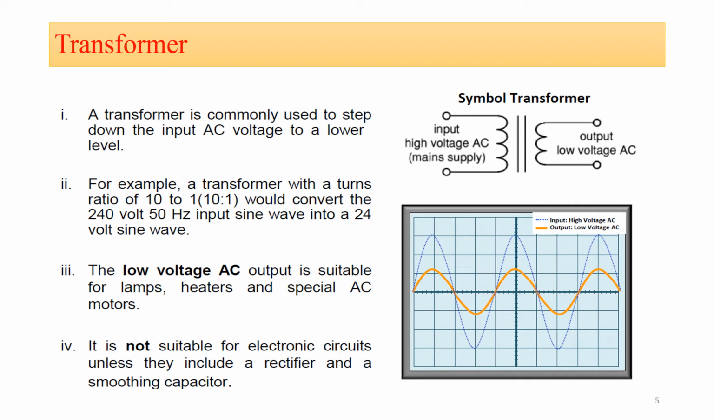Now if you observe the second picture, the first waveform, the blue color waveform, indicates the input from your electricity board with the maximum amplitude, and the second waveform, the orange color waveform, indicates the output of your step down transformer. If you compare the amplitude of the blue color waveform and the orange color waveform, you will observe the amplitude of the orange color waveform is reduced by using a step down type of transformer.